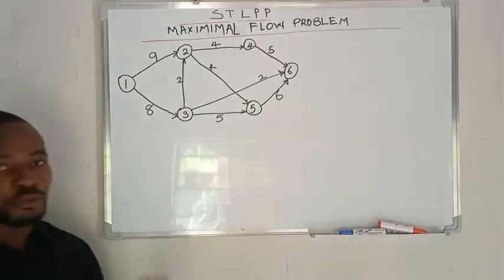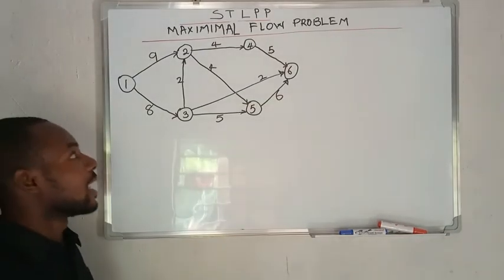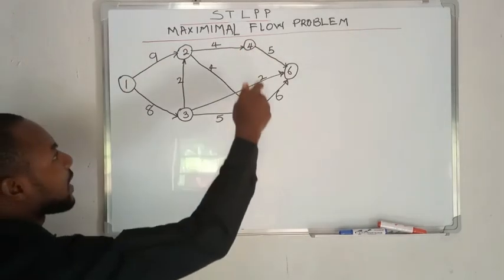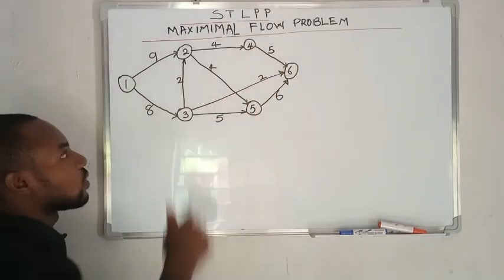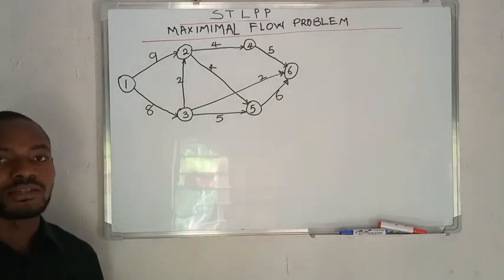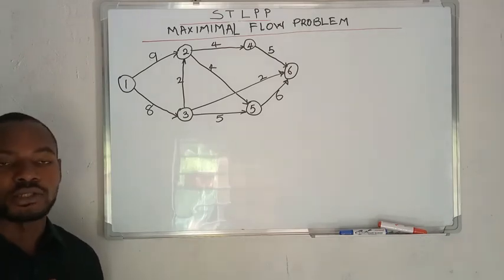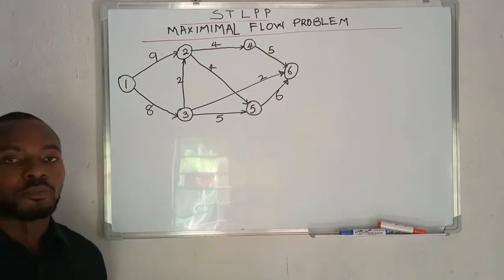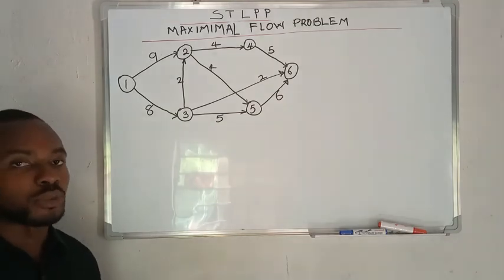Right here on the board we have a network, and this network has 6 nodes. This is 1, 2, 3, 4, 5 and 6 nodes. And in the previous video, we discussed that we can use a network to represent a highway road. We can use it to represent a pipeline. We can use it to represent an electrical distribution.